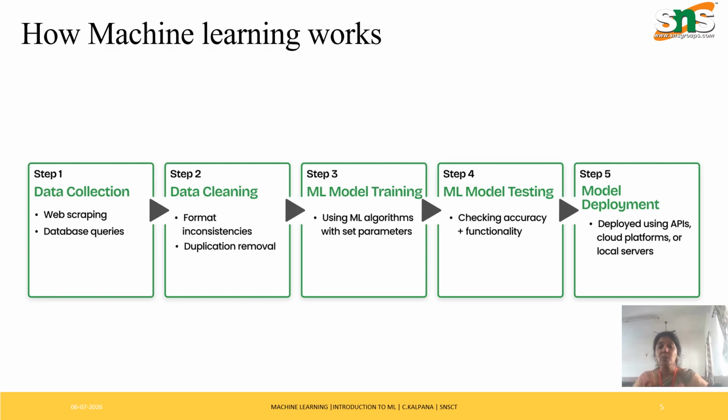We'll see how machine learning works. We have 5 important steps. One is data collection. We are collecting the data. It may be from web scraping or questionnaire based. If it is disease diagnosis, you have to collect it from the hospital or from the patients, questionnaire based, database queries. So that is the first thing. Data collection is very, very important.